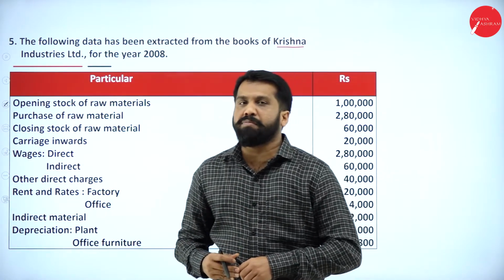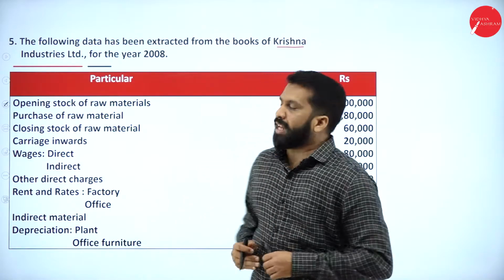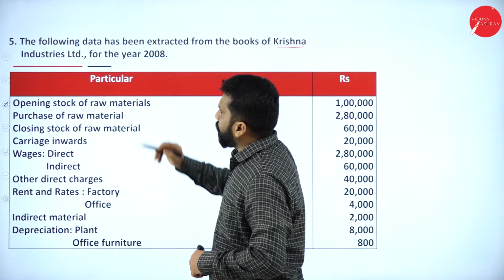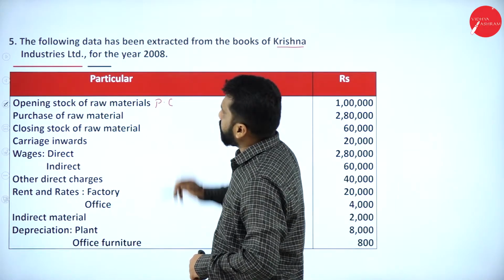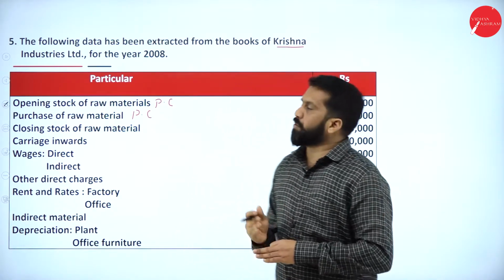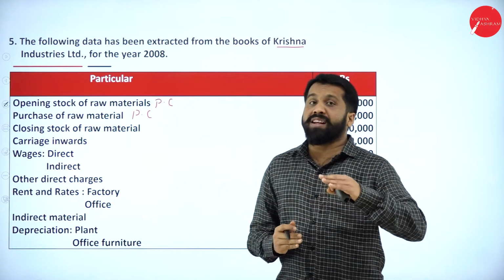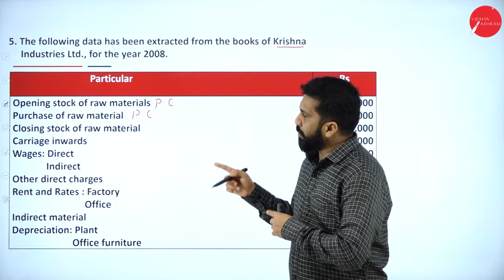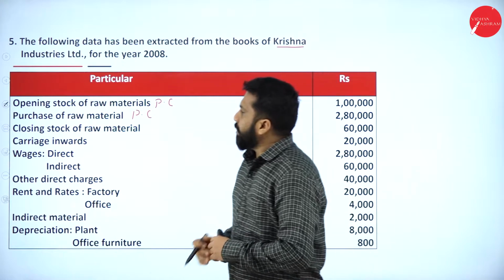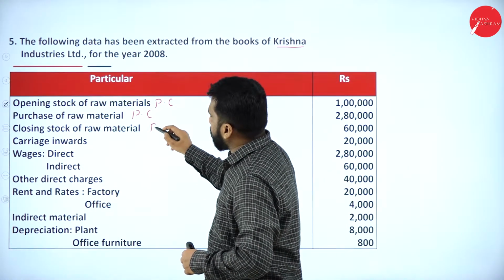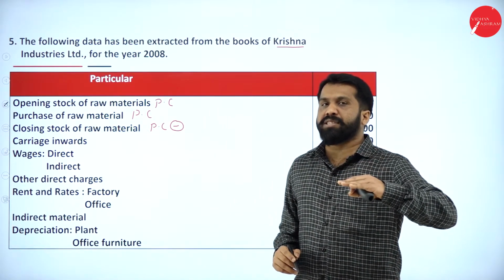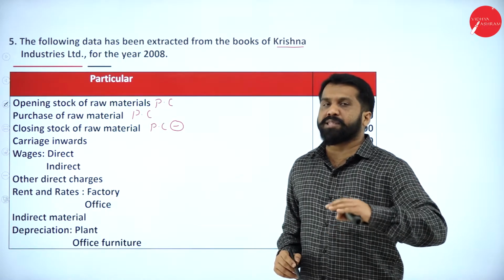Now, what is our first job? Our first job will be classification. We will classify what comes under what. In this, opening stock of raw material comes under prime cost. Purchase of raw material comes under prime cost. After doing almost 4 problems, we are now a little familiar with these words. Before I say, you can already say that it comes under prime cost, it comes under factory. Closing stock of raw material is under prime cost only, but we will take opening stock plus purchases plus carriage inward minus closing. What will it be?